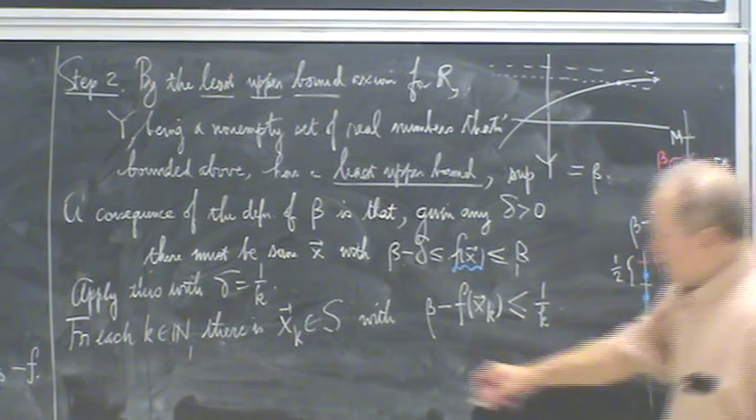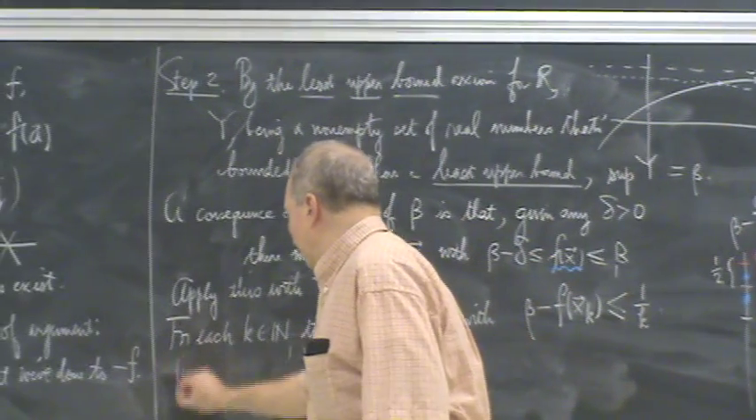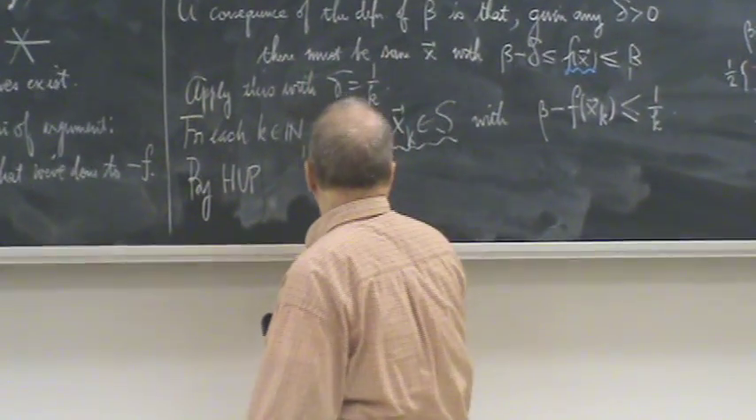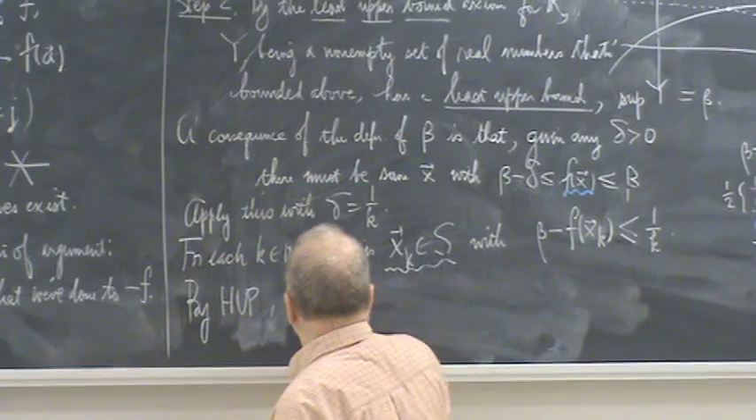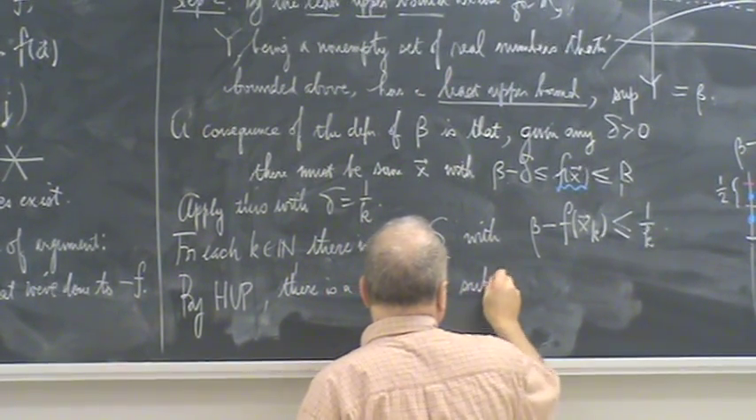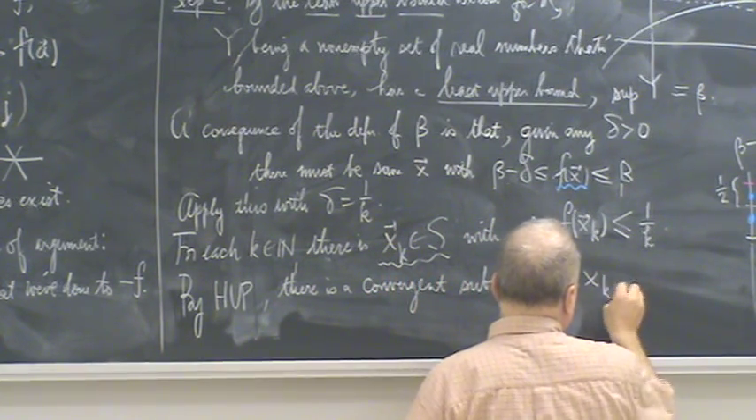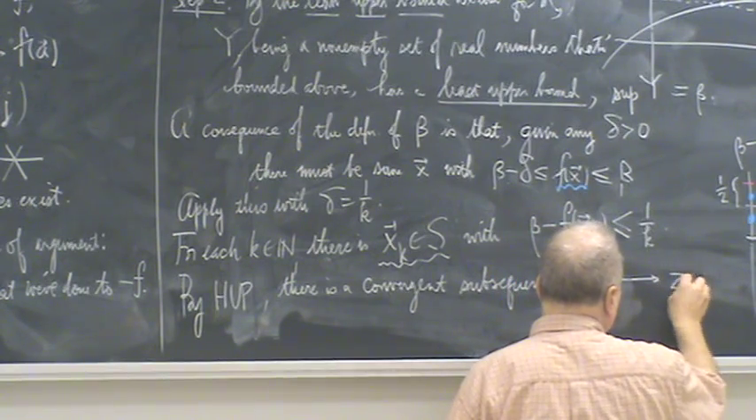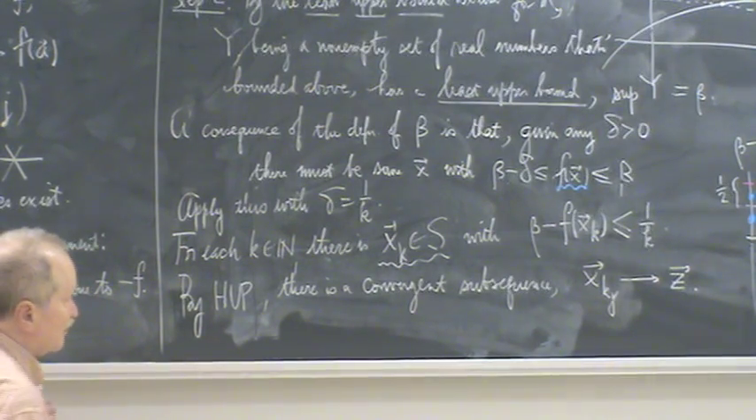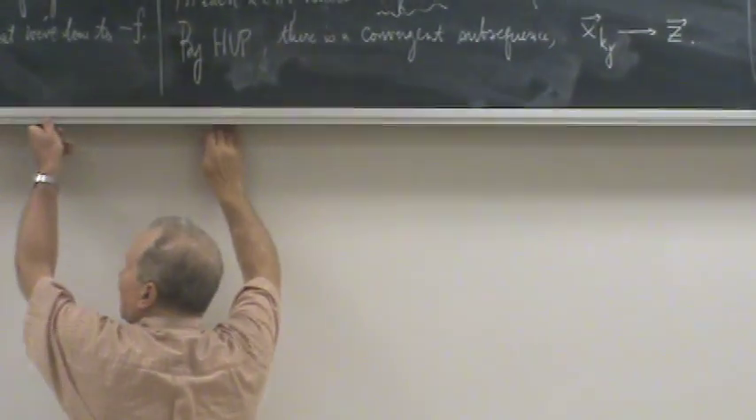So what have I got? I've got a sequence of points in S. So by the highly useful proposition, yet again, there is a convergent subsequence. So there's some subsequence that converges, and I'm going to call the point, for some mysterious reason, z.